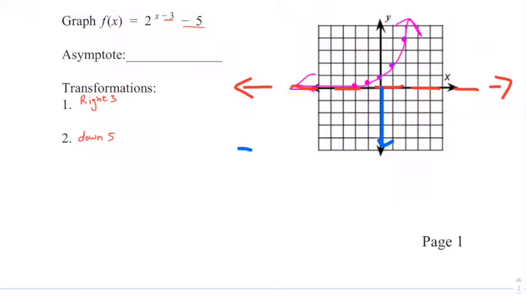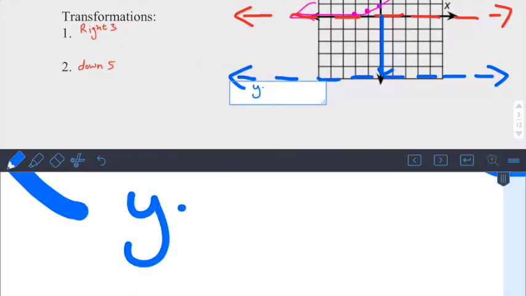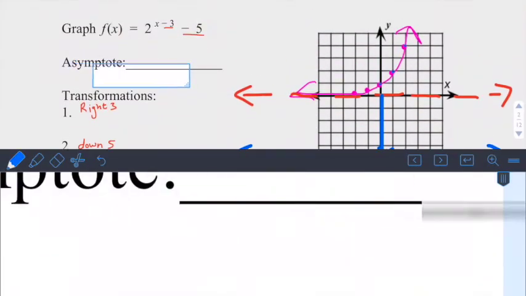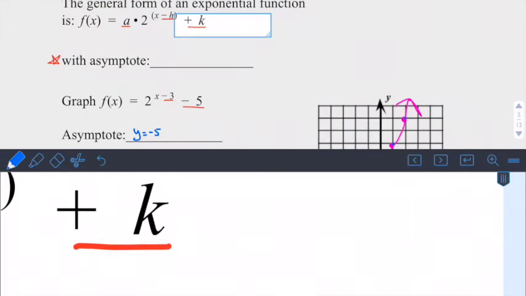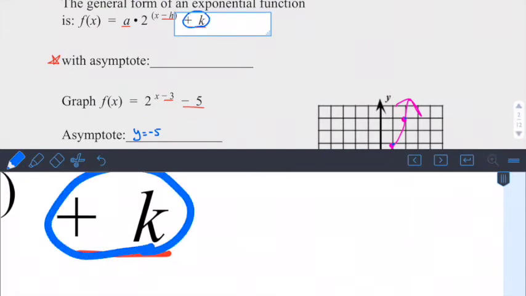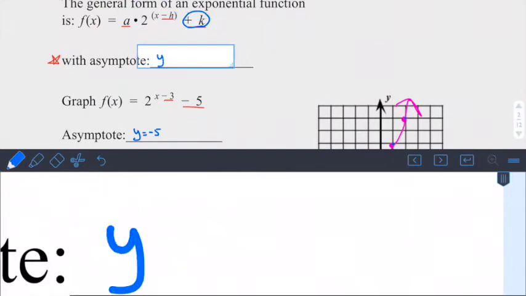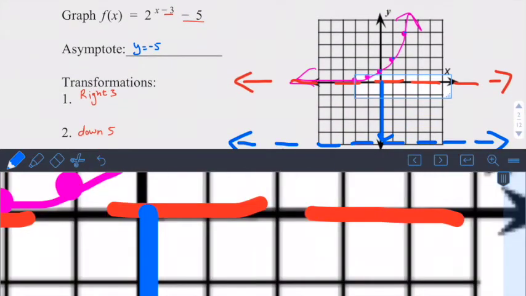So our new asymptote is now going to be down here. So our asymptote is going to be y equals -5. That's our horizontal line. And you can see that whatever this k is going to be, that's going to be our asymptote. So y equals k. Then we need to graph the rest of the points.